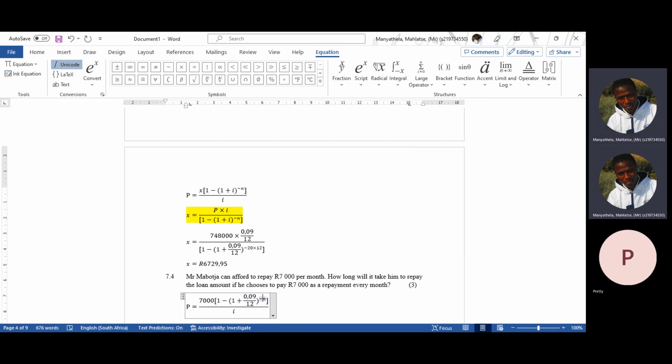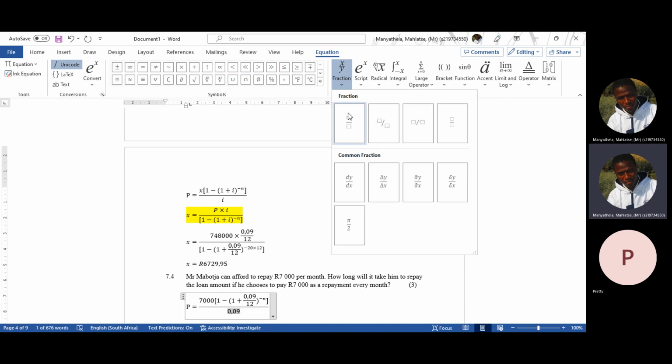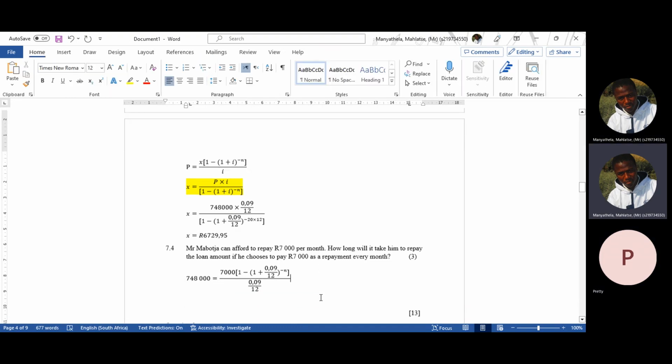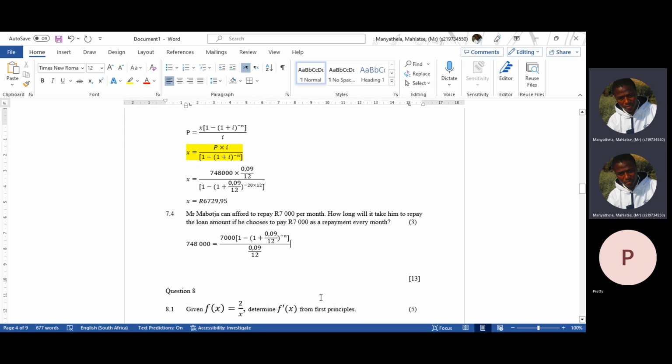To the exponent negative n, we don't know the value of n, so we leave it like that. So let's go to the denominator and fix this. I is 0.09 over 12. But then we know the value of P, which is 748,000. So we know the value of P.